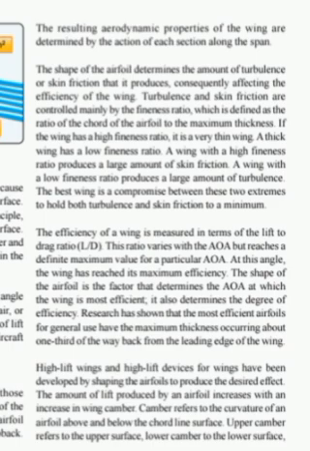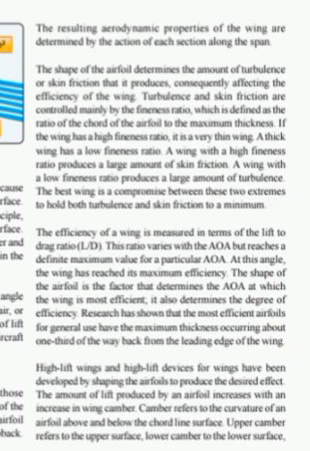If the wing has a high fineness ratio, it is a very thin wing. A thick wing has a low fineness ratio. A wing with a high fineness ratio produces a large amount of skin friction. A wing with a low fineness ratio produces a large amount of turbulence. The best wing is a compromise between these two extremes to hold both turbulence and friction to a minimum.